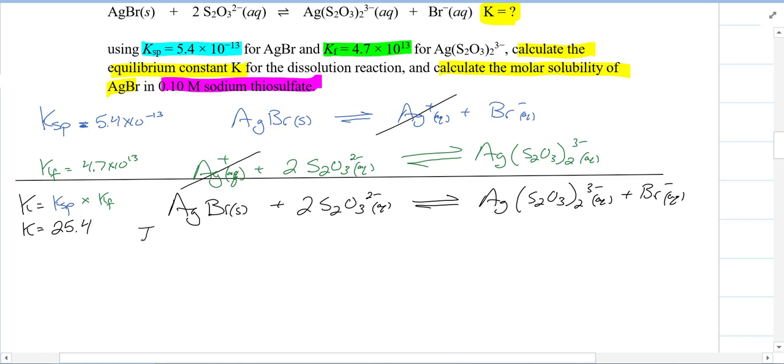Well, ice table. As long as I have some silver bromide, this will work. What's my original concentration of sodium thiosulfate? 0.1 molar. And as long as we have some of this, we're good. So I have a 2 here, so it's going to be minus 2x, x and x. So at equilibrium, I have 0.10 minus 2x, x, and x.